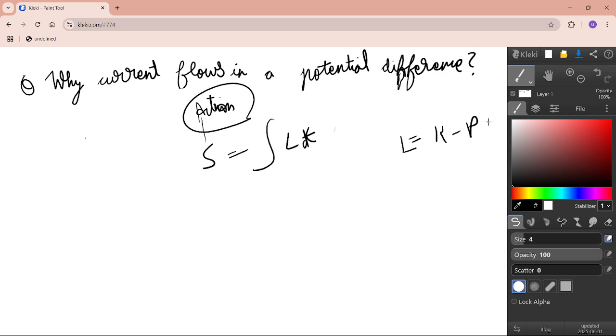One thing you might ask is, okay, so this whole thing has to be minimum. So L has to be minimum. For L to be minimum, T has to be maximum. What? Potential energy has to be minimum. But yes, it is an integral, so you have to calculate the integral over the path.